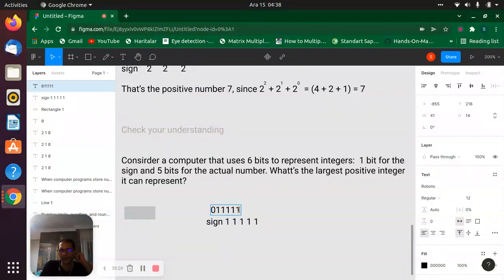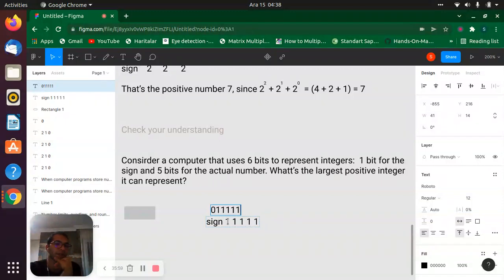Is this 31 or what? Just think about that. 1 times 1 is 1. 2 times 1 is 2, so it's 3. 4 times 1 is 4, so 7. 8 times 1 is 8, so 15. 16 times 1, so 16 plus 15 is 31. Yes?